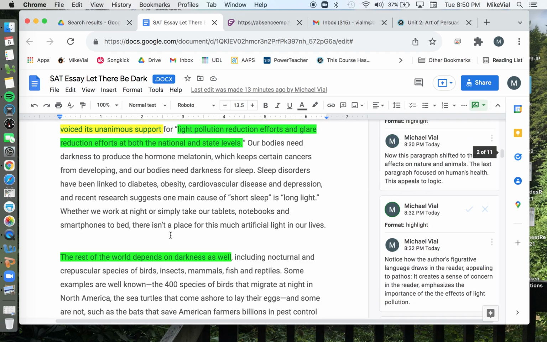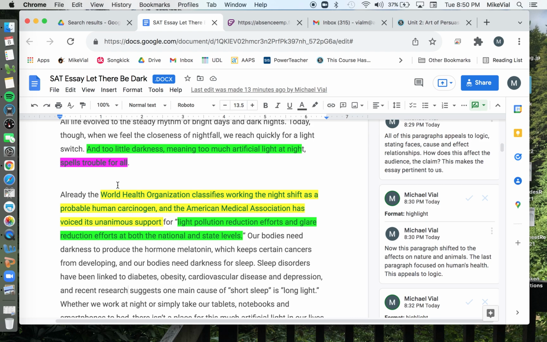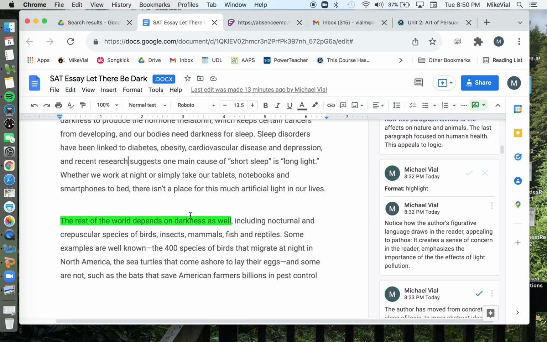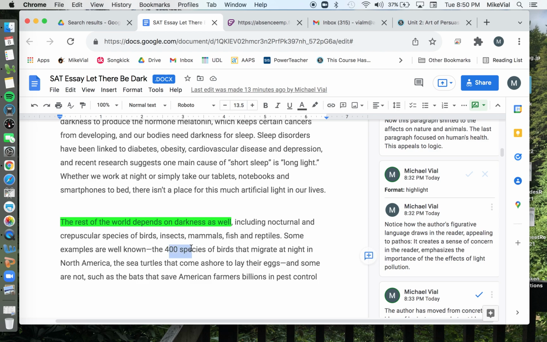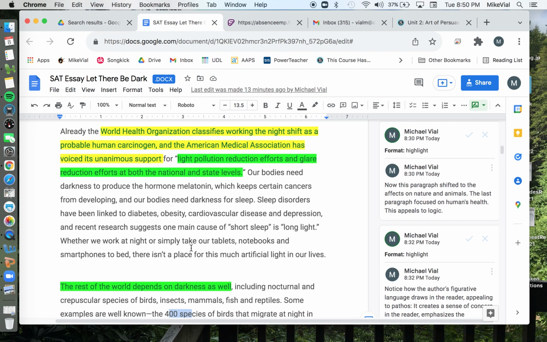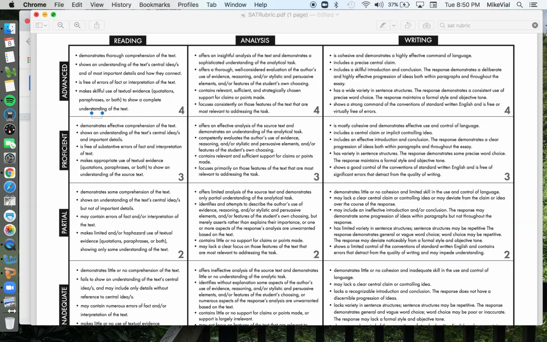Some parts I might paraphrase. I don't need to quote this whole part about the World Health Organization, but I'll paraphrase it. I might not quote the stats, but I'll paraphrase them and say this is strengthening the writer's argument, proving the points. And I'd be very specific.